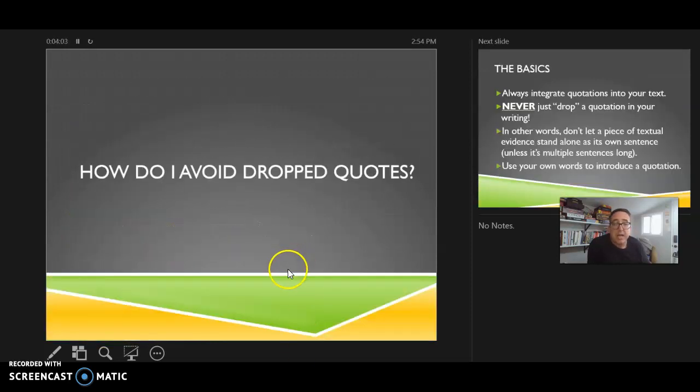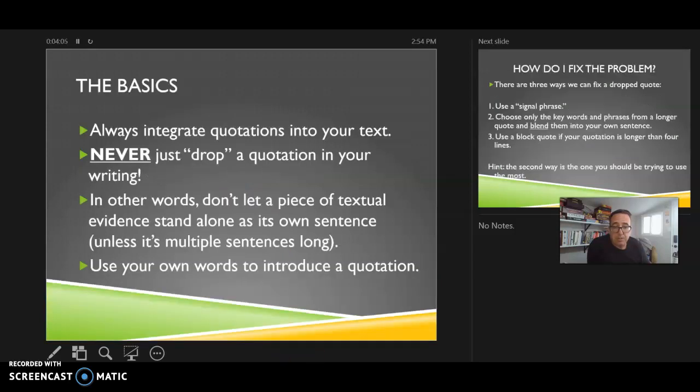So, how do I avoid dropped quotes? Some basic ideas. Always integrate quotations into your text. Never just drop a quote like I showed you. Never have a quote stand alone as a sentence. Try to avoid that. Right? So in other words, don't let a piece of textual evidence stand alone as its own sentence. Unless it's multiple sentences, you're doing a block quote, which I'll show you in a minute. Use your own words to introduce a quotation.